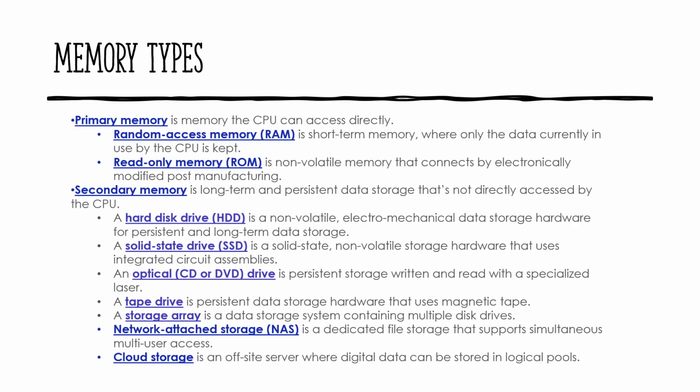Then there's the secondary memory, which is a long-term persistent data storage that's not directly accessed by the CPU. This includes hard drives, solid-state drives, optical CD or DVD drives, servers, tape drives, storage devices, cloud storage even. All these are considered secondary memory devices that can store data for a long time and do not have to be directly accessed by the CPU.